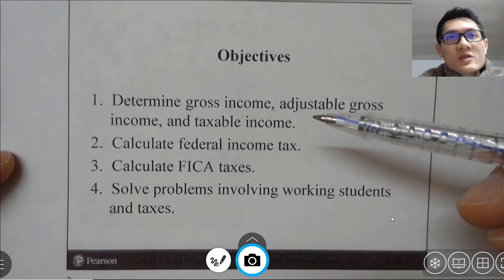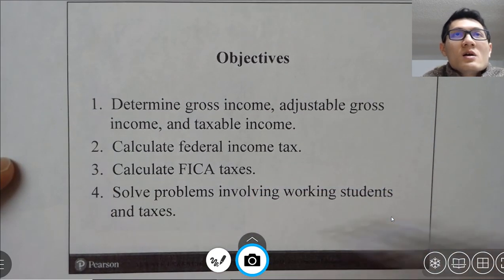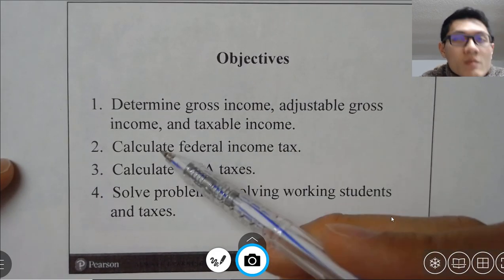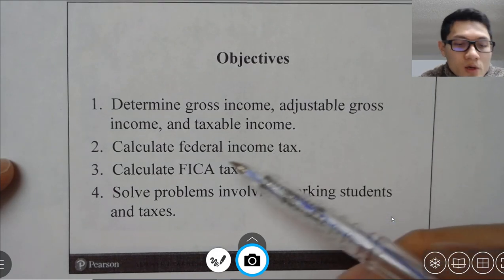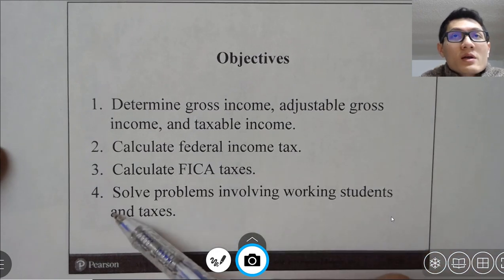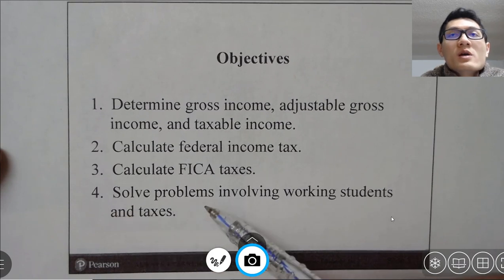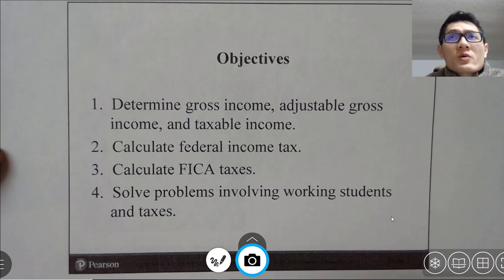So we have four objectives for this section. Determine the gross income, adjusted gross income, and taxable income. And we also learn how to calculate the federal income tax, calculate the FICA taxes, and also solve problems involving working students and the taxes. So these are the four objectives that we are going to learn in this lecture.